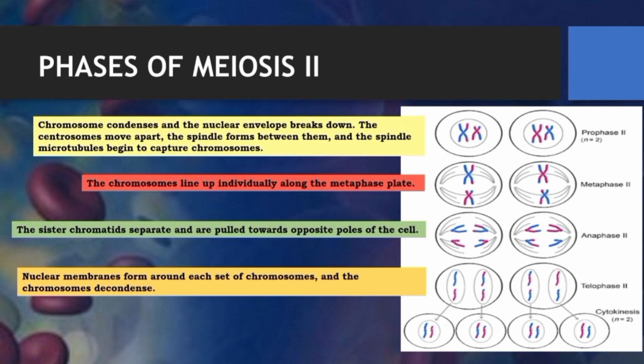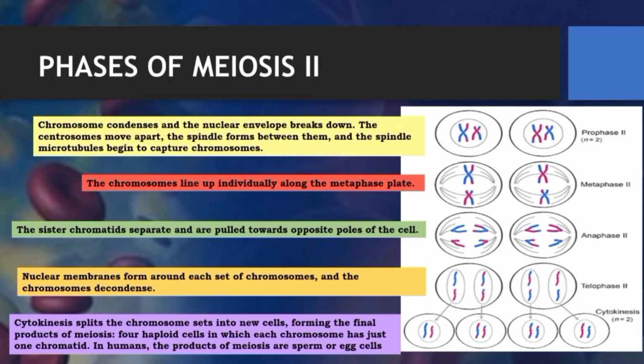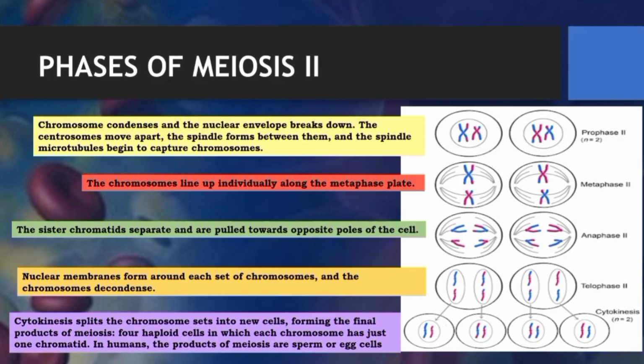Tapos, pag telophase 2 na, ganun ulit. Nuclear membranes form around each set of chromosomes and the chromosomes decondense. Tapos, mag-undergo ulit ng cytokinesis so that 4 daughter cells are produced. But remember, these 4 daughter cells are haploid in number. Kakalahati lang sila ng chromosome number. So, for tao, the diploid number is 46 and the haploid number is 23.